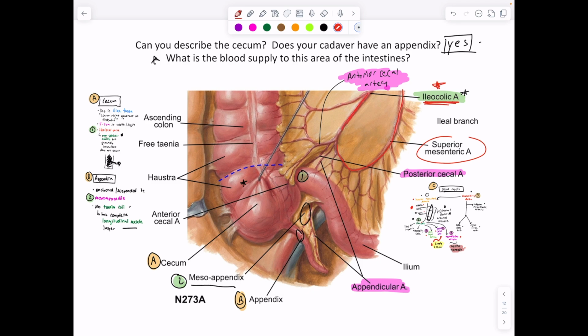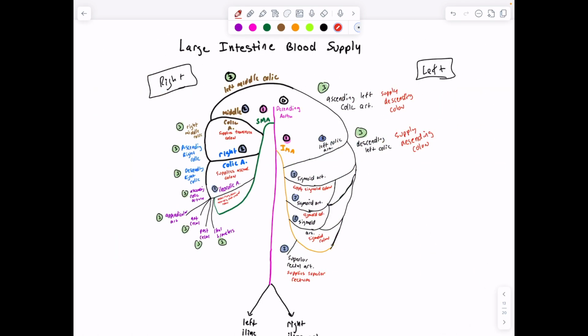The ileocolic is going to branch and give us a posterior cecal artery. We have the anterior cecal artery, and then we have the appendicular artery overall, which we can see comes back around, goes underneath here, and then back around to supply the appendix. Okay, not too bad. Let's look a little bit more at the blood supply for the overall large intestines before we move on.